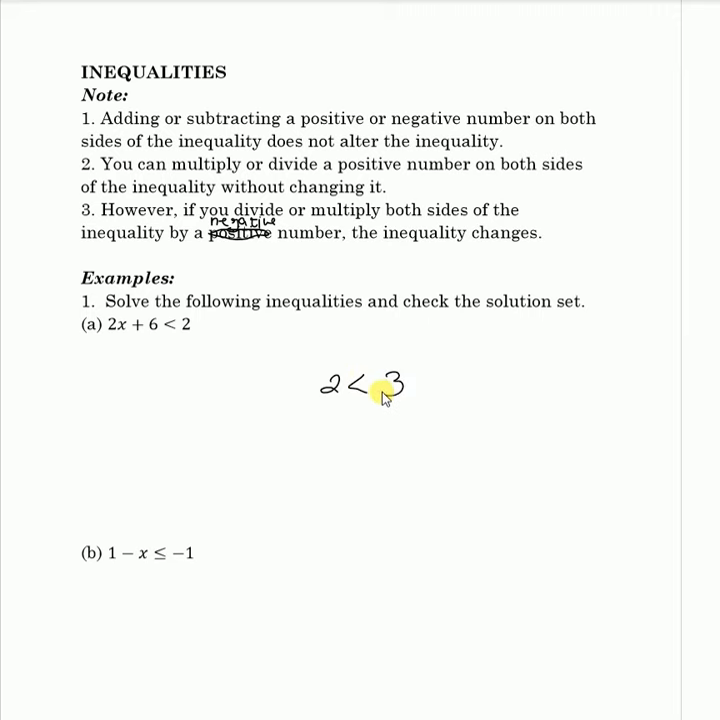So let us have this. 2 is less than 3. That is truth. Let us have this. 2 divided by negative 1 is less than 3 divided by negative 1. We are dividing through by negative 1. 2 divided by negative 1 is equal to negative 2, less than 3 divided by negative 1 is negative 3. That one is now not okay, because according to the number line, whatever is on the right is greater than whatever is on the left.